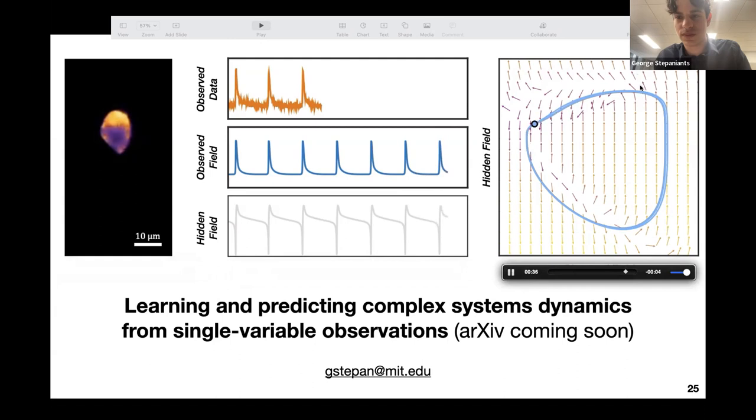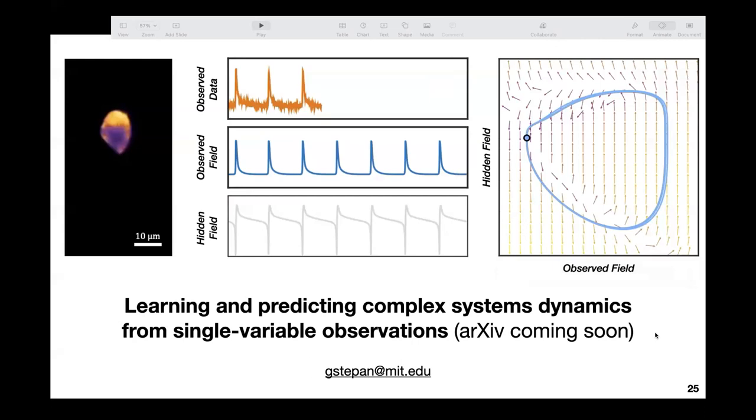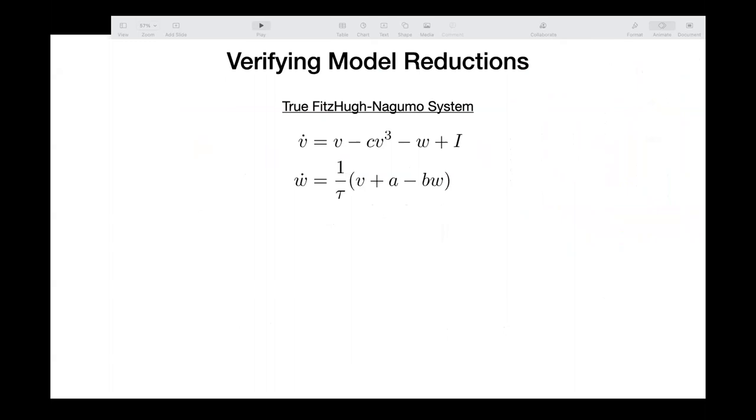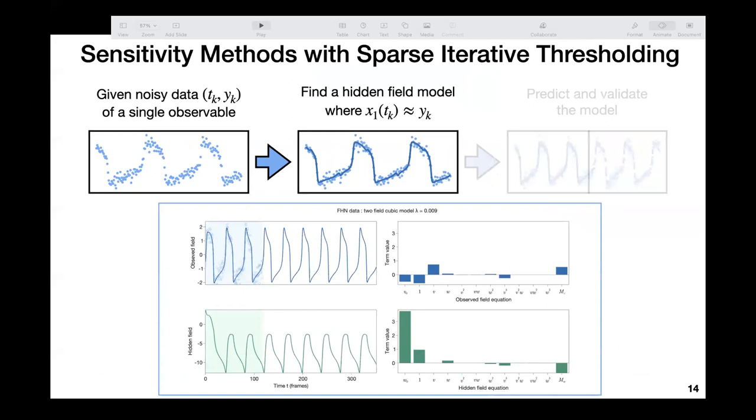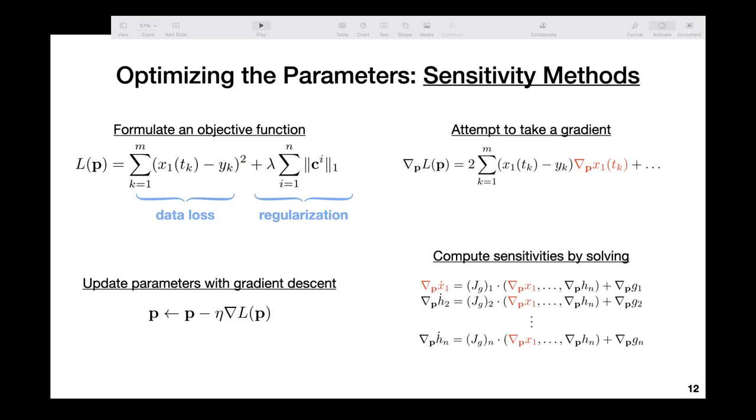Yes, hi. This is Panos from Pacific Northwest National Lab. I actually have a couple of questions. The first is about the sensitivity method. From what I remember, for sensitivity methods, you linearize to get the sensitivity equation, so these Jacobians will be of dimension P by P, whatever is the dimensionality of P. How many parameters do you actually have? Because this thing can become quite expensive.